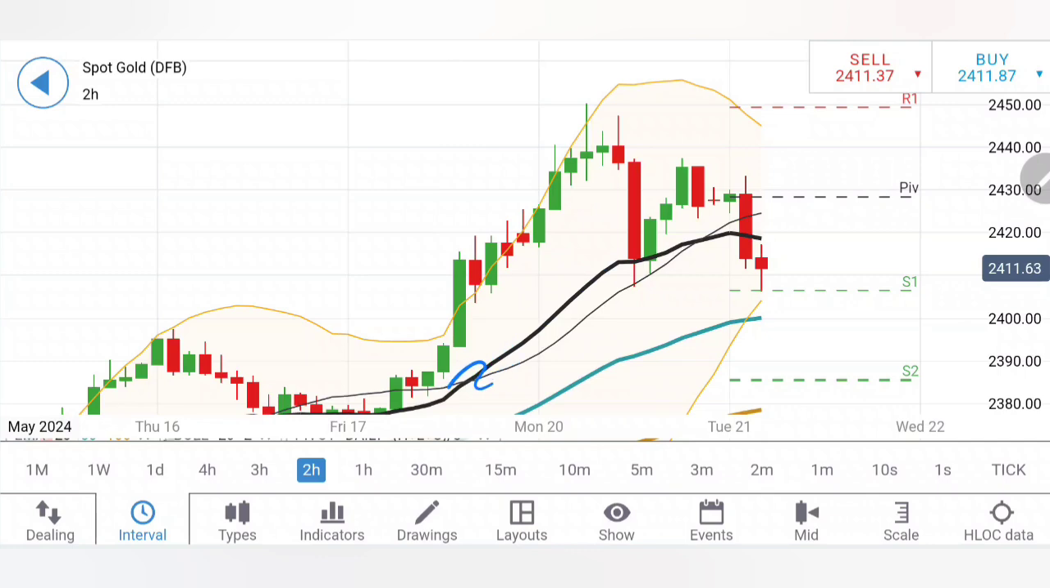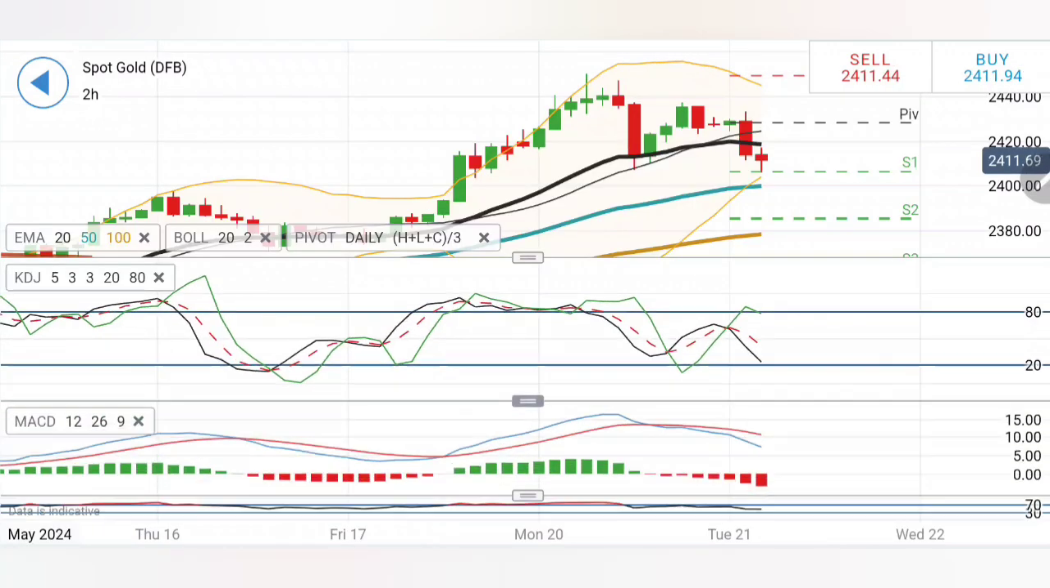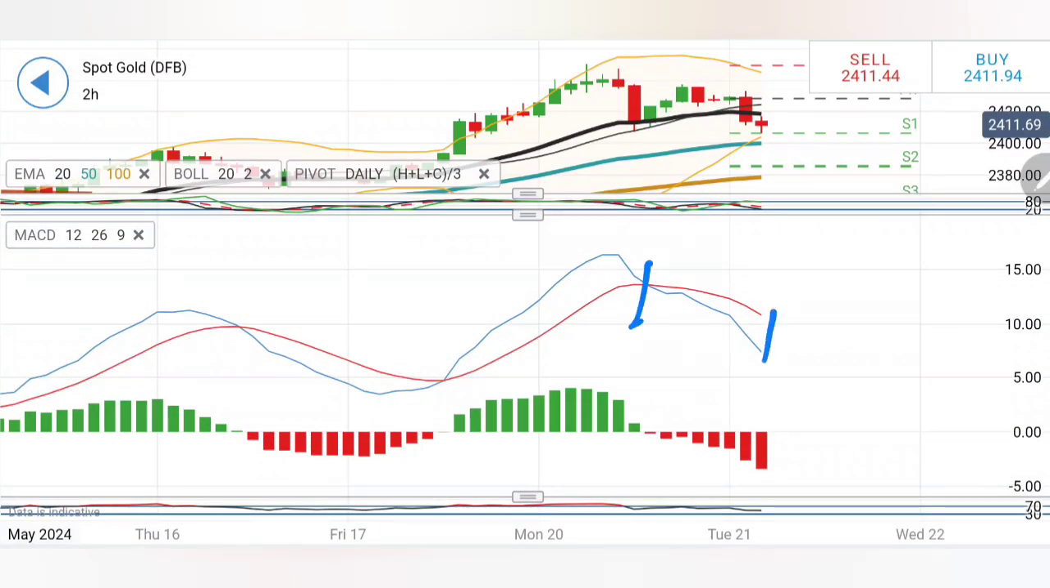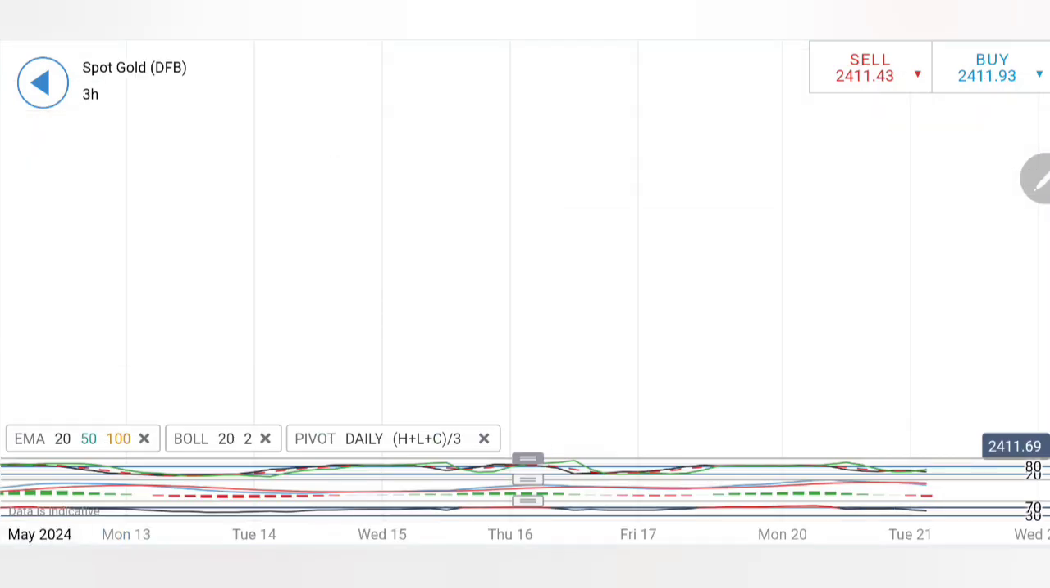Yes, but I do see that it is forming a nice flag. After this rise, it is forming a nice flag. It might try to trade in this zone before giving a break. Stochastic is looking down, the MACD has crossed over here at the top, trading with divergence, is staying bearish. RSI has dropped. Coming to 3 hour.